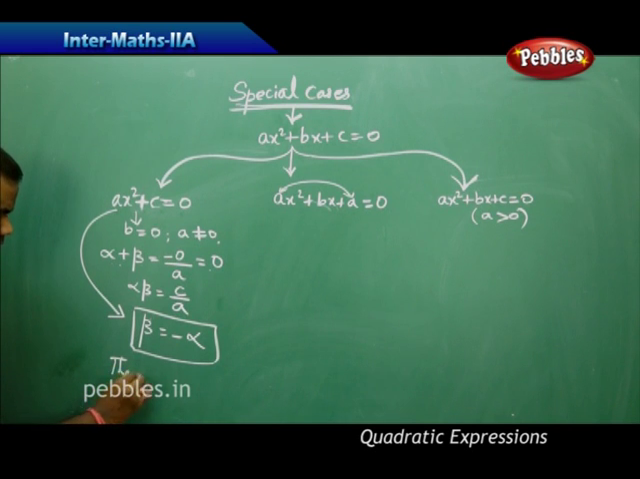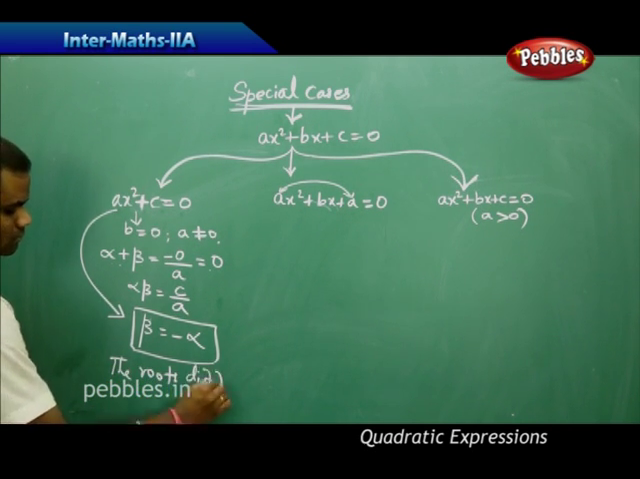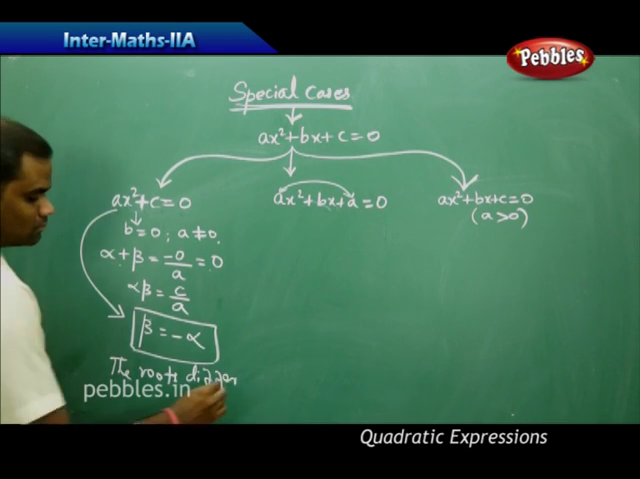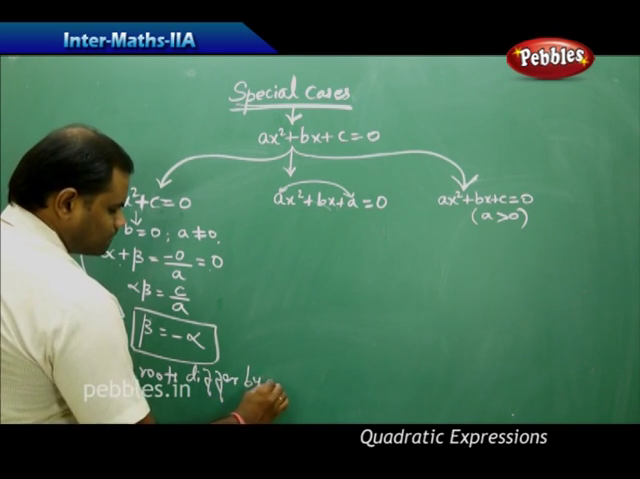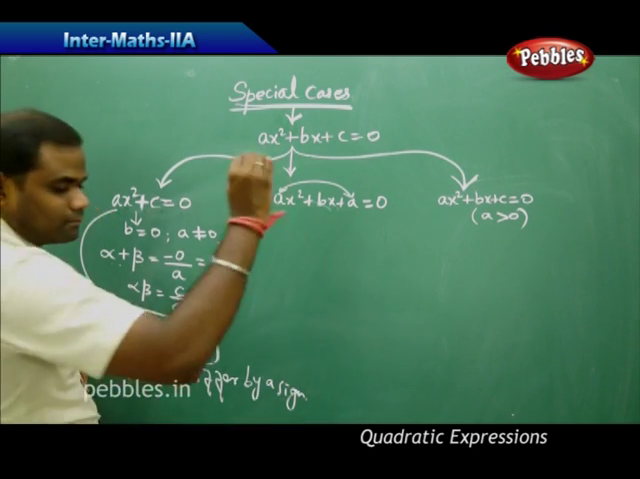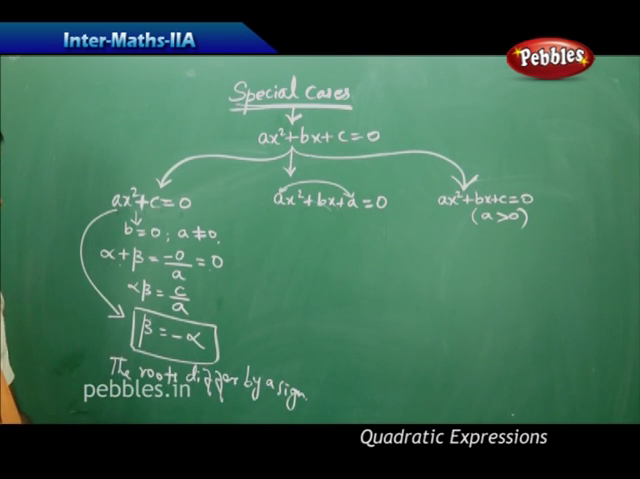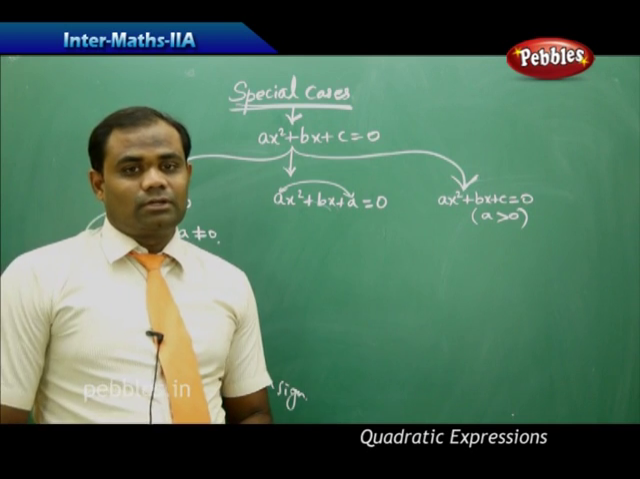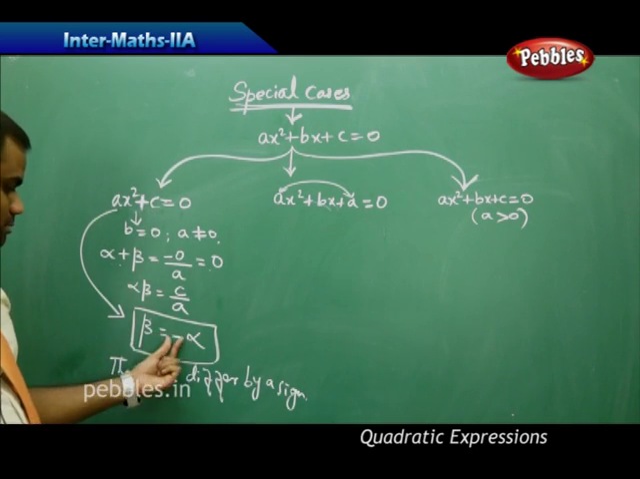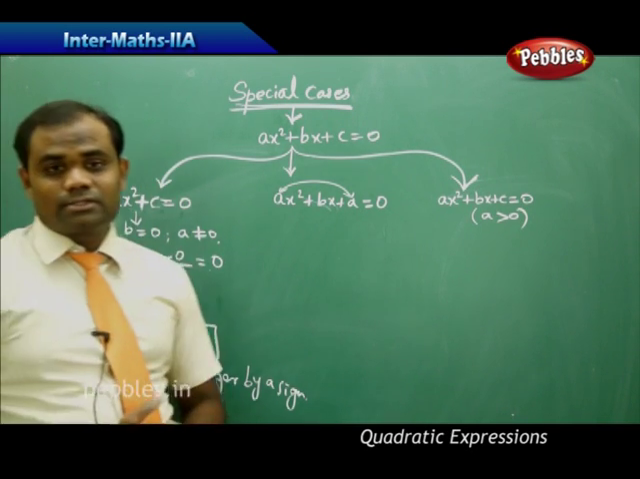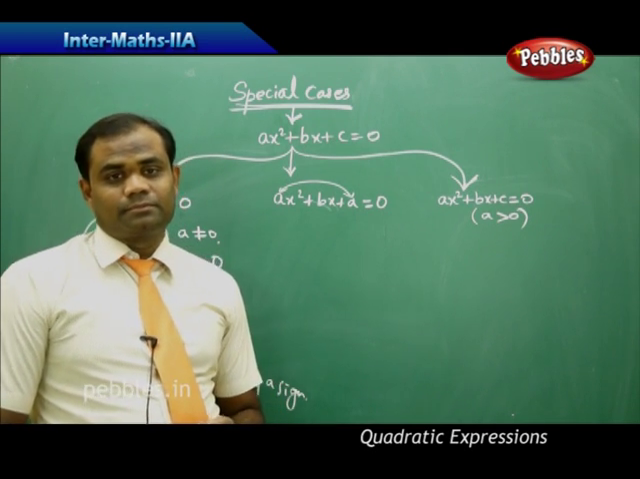The roots differ by a sign. So the roots differ by a sign, but the values are always the same. So beta is always minus alpha for these kinds of quadratic equations.